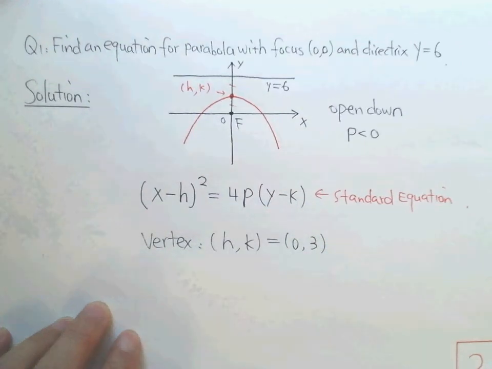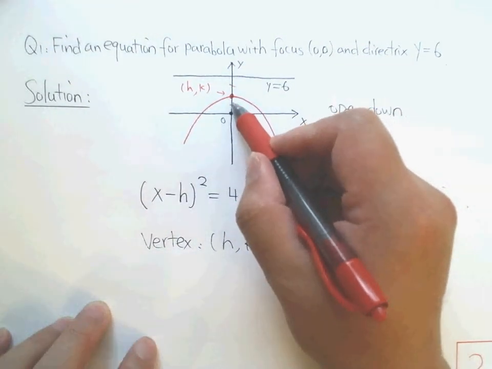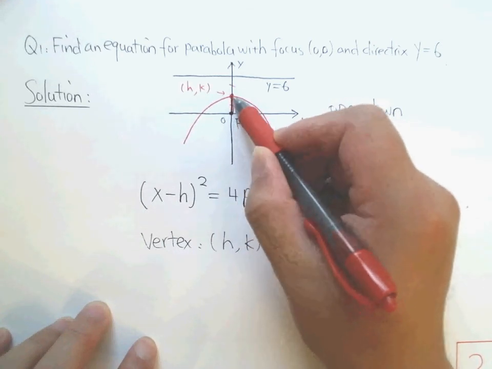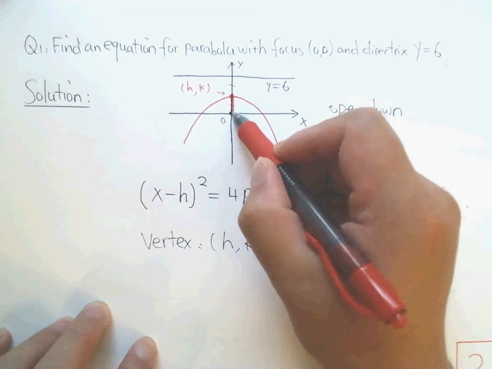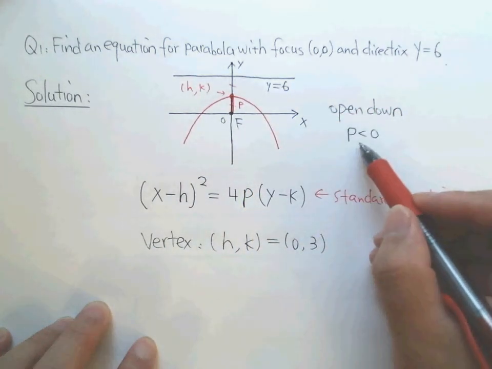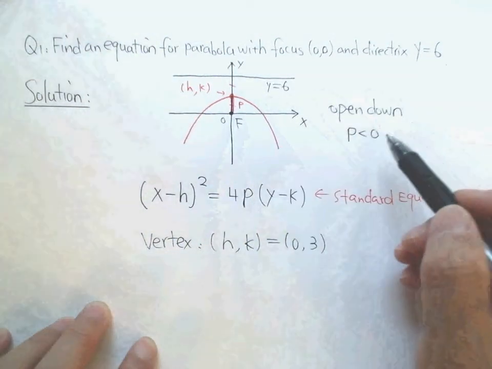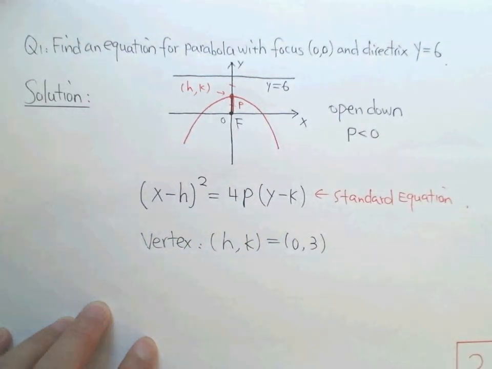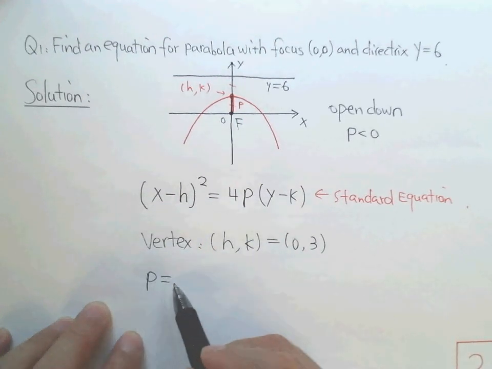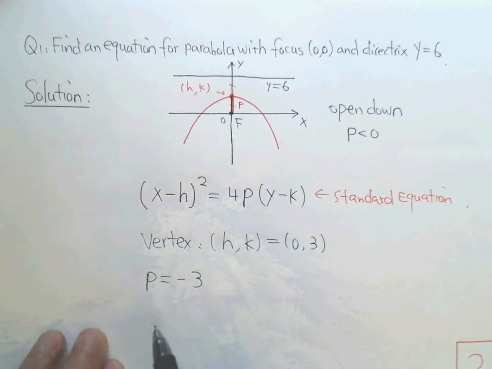So how about the p? Remember, where is p? P is the directed distance, or simply say the distance from the vertex to the focus. Okay, so that's p. Of course, in this case, p is less than 0. Okay, so how many? This distance is 3, but p is less than 0. So the directed distance is negative 3. Therefore, we find that p equals negative 3. Okay, and then we have everything.